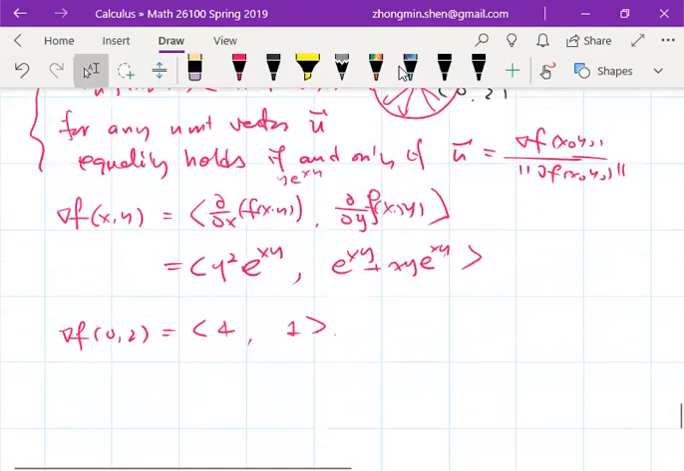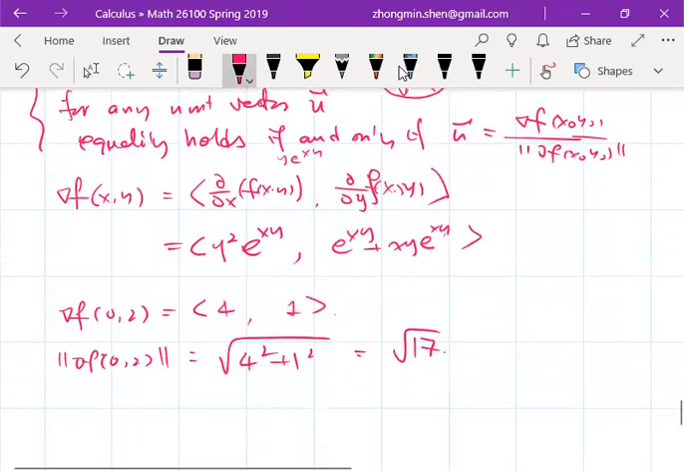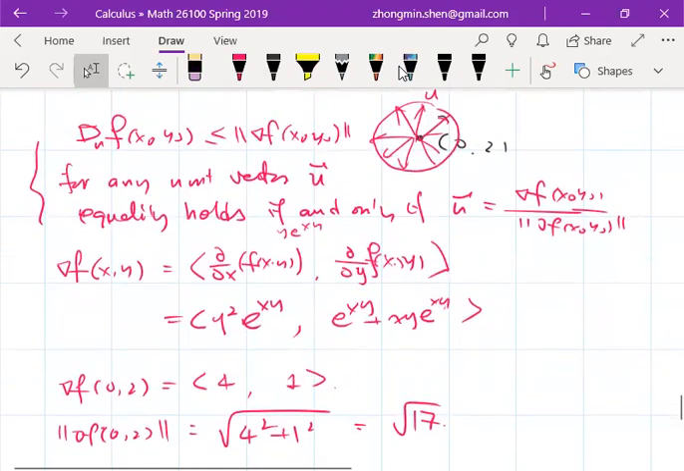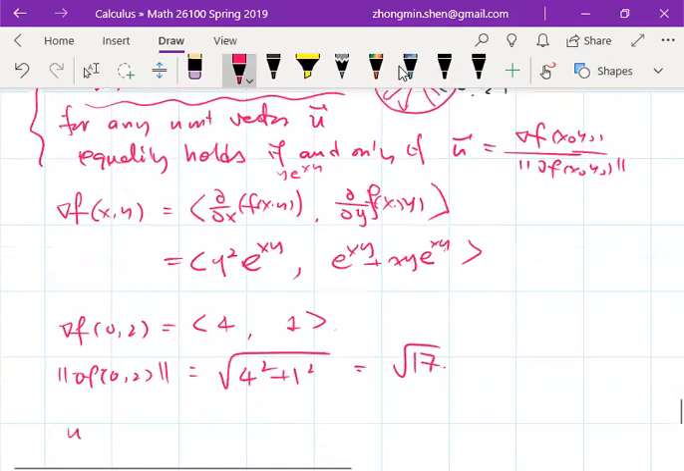The length of that gradient is going to be the square root of 4 squared plus 1 squared, which is square root of 17. So this is the maximum rate of change, because according to our formula, this is the maximum rate of change. And the direction is going to be the gradient of this; you normalize it.